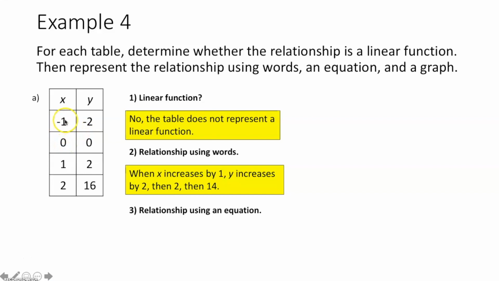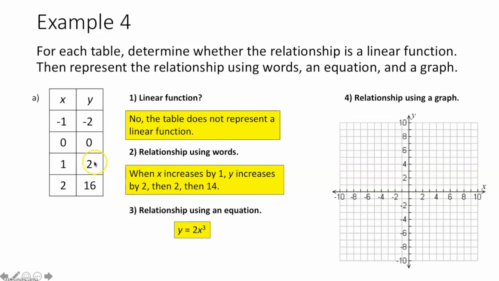What's -1 cubed? That's -1 times -1 is +1 times -1 is -1 times 2 is -2. Okay. What's 0 cubed? 0 cubed is 0 times 2 is 0 still. What's 1 cubed? That's 1 times 2 is 2. What's 2 cubed? That's 8 times 2 is 16. We found something that works. Y is equal to 2 times x cubed. So to the third power.